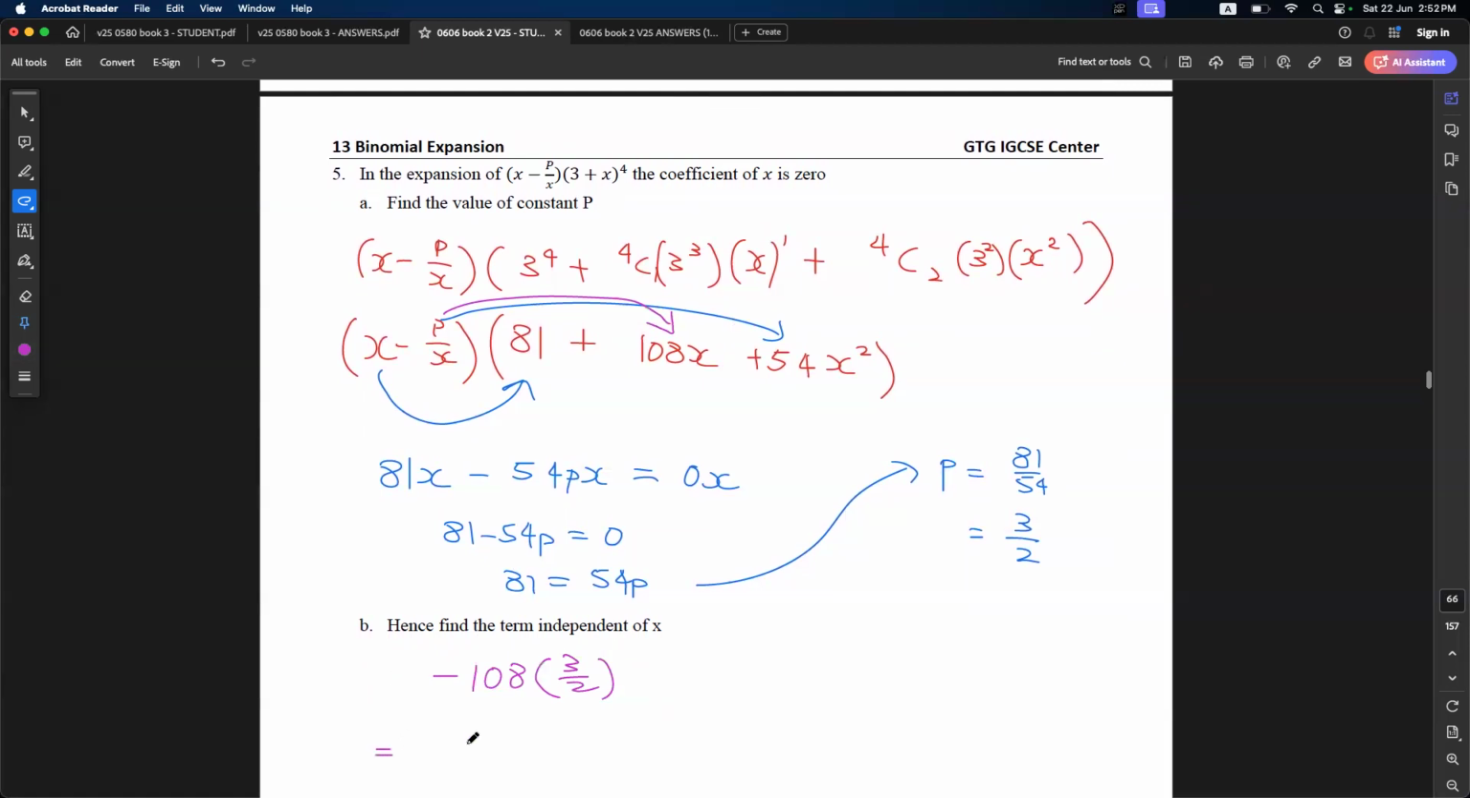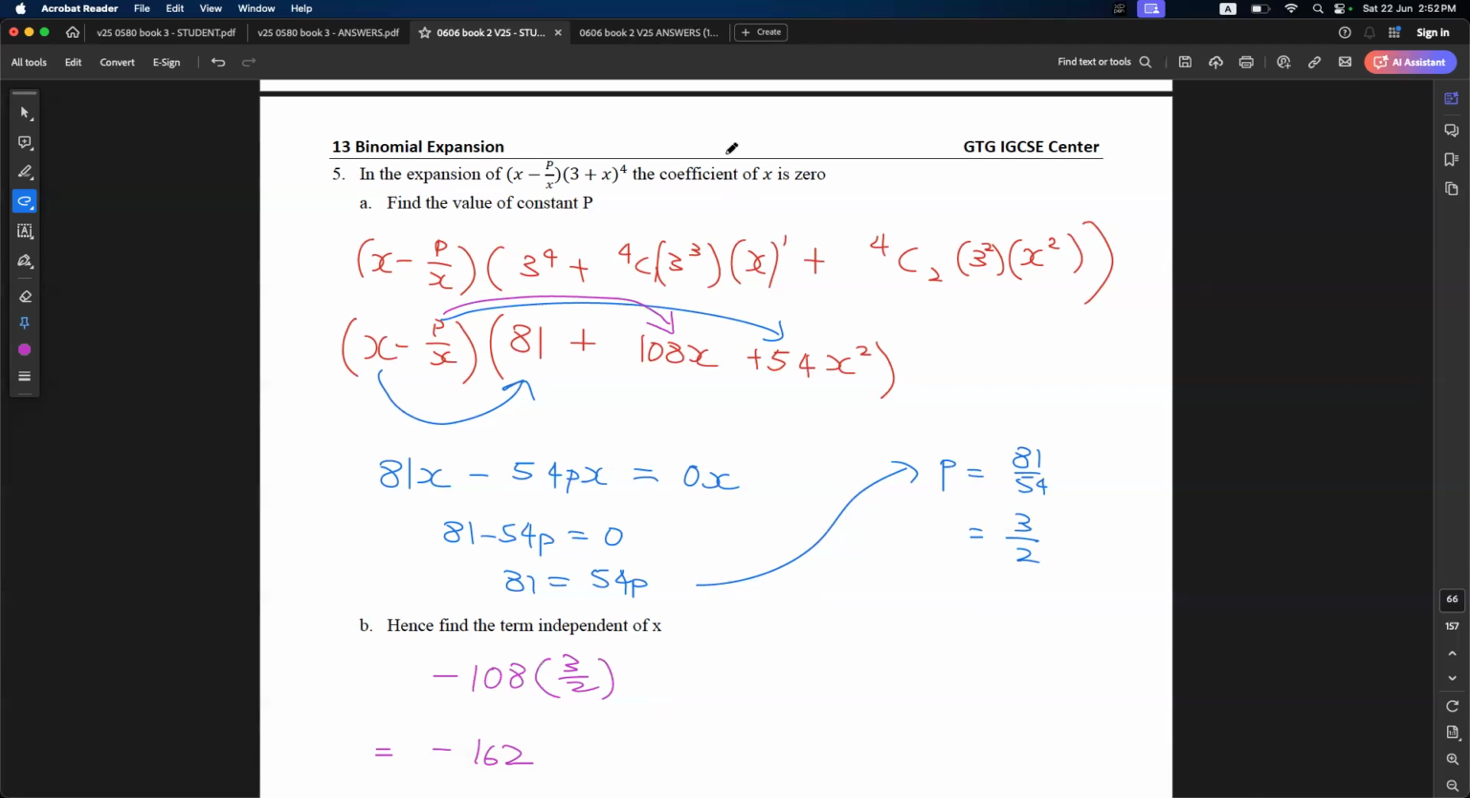Then this is negative 162. Is it? I don't know, am I correct? Calculate with the calculator. Is it negative 162? Yeah. Okay, I got it.